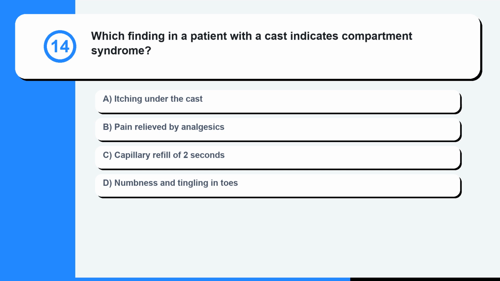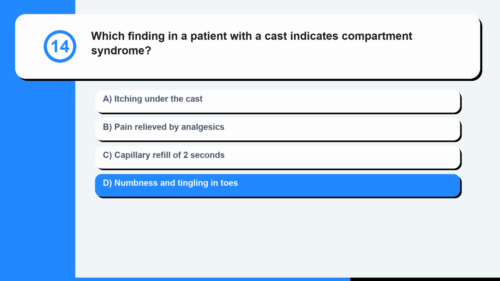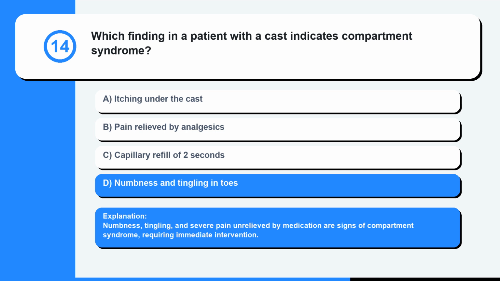Question 14. Which finding in a patient with a cast indicates compartment syndrome? A. Itching under the cast. B. Pain relieved by analgesics. C. Capillary refill of 2 seconds. Or D. Numbness and tingling in toes. The correct answer is D. Numbness and tingling in toes. Numbness, tingling, and severe pain unrelieved by medication are signs of compartment syndrome, requiring immediate intervention.